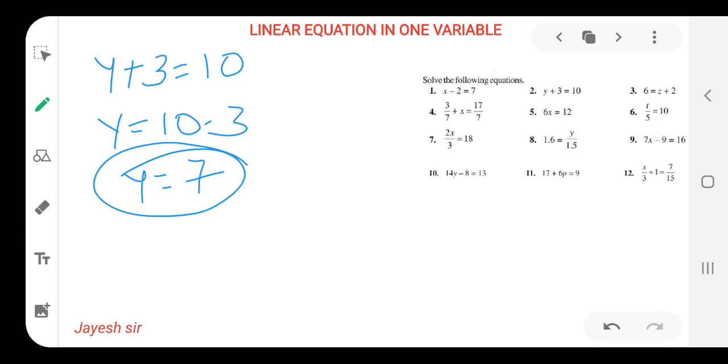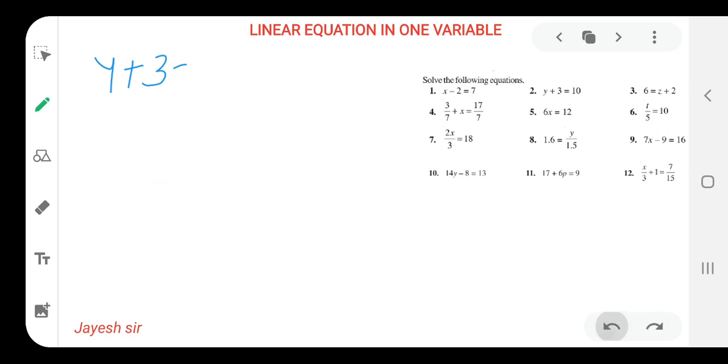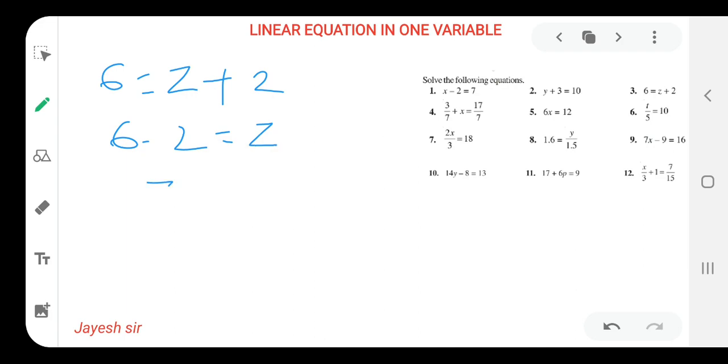That's very easy. So let's begin with our third sum, that is 6 equals z plus 2. You can pause the video and try to solve it on your own. You all know how to solve this type of sum. So z as it is, plus 2 will go to that side. 6 minus 2 equals z. Z equals 4. That's very easy, friends.